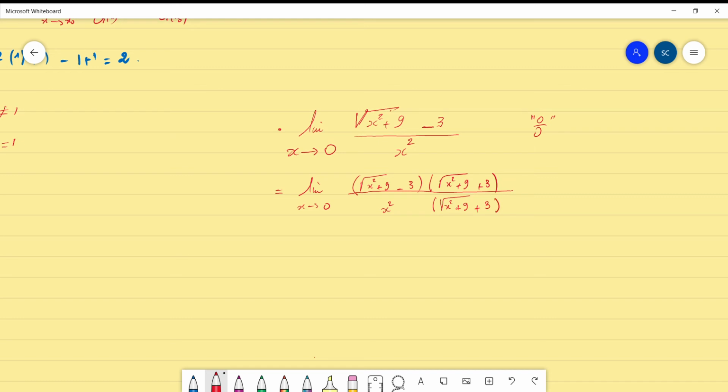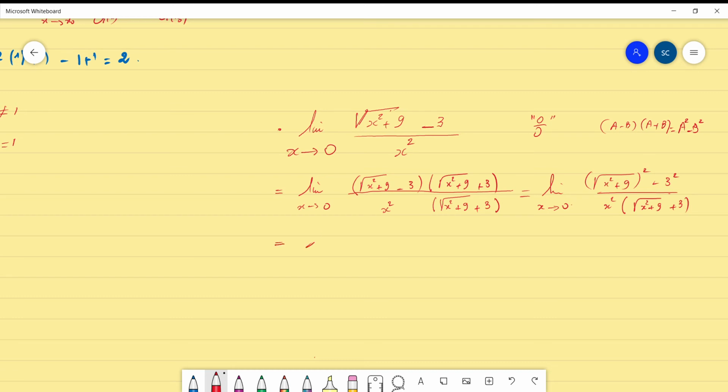Okay, now let's develop the numerator. I see I have something like (a − b) times (a + b), so it's a² − b². Or you can just develop and simplify. You don't have to memorize everything. So we will have (√(x²+9))² − 3² over x² times (√(x²+9) + 3). Let's continue.